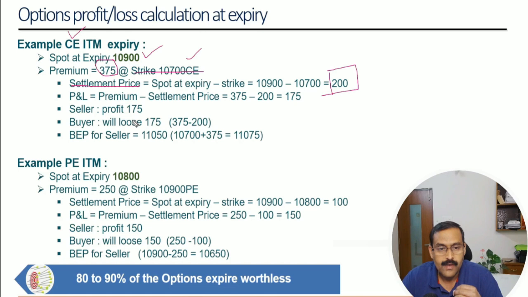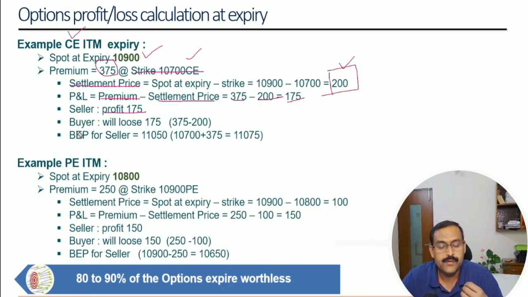is 200 points. Now to calculate the profit and loss from the seller point of view, the seller has to give back how much? The value that is in the money. So now the value is 200 points. So he has to give back 200 points from the premium that he has received. So that means the profit and loss for the seller is the premium received minus the settlement price, the ITM value. 375 minus 200 is 175 rupees. It is still a positive value. So that means the seller still keeps the 175 points in this case.